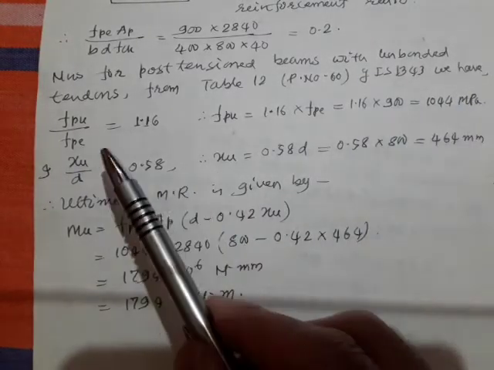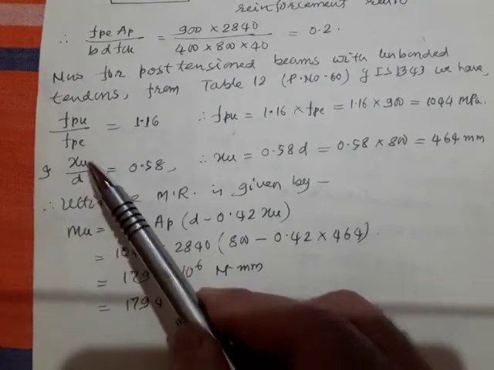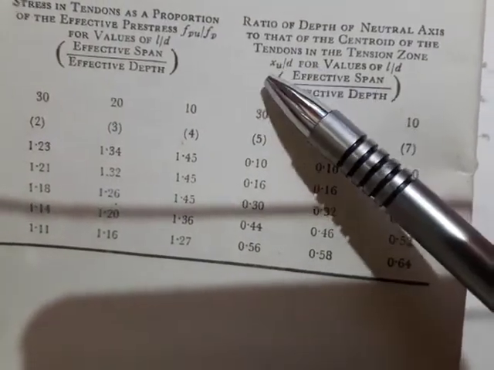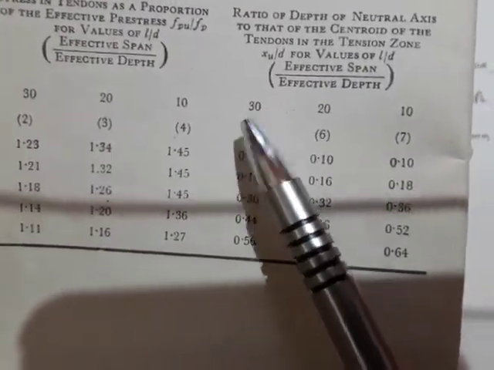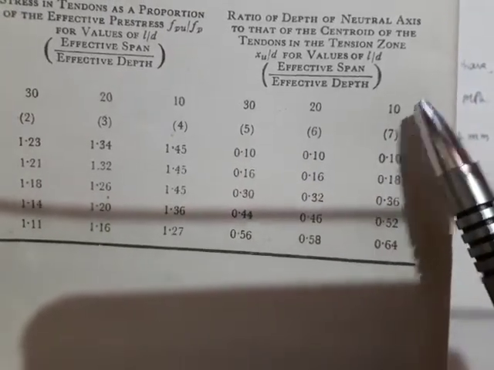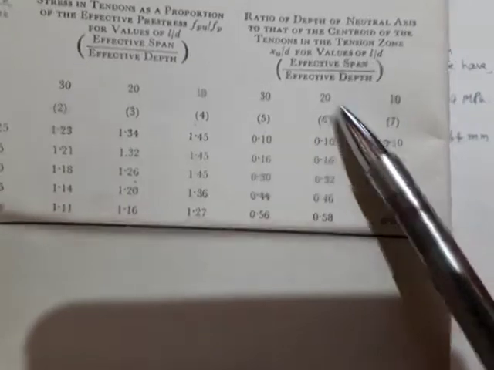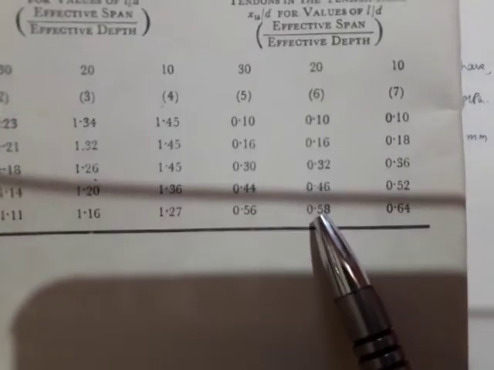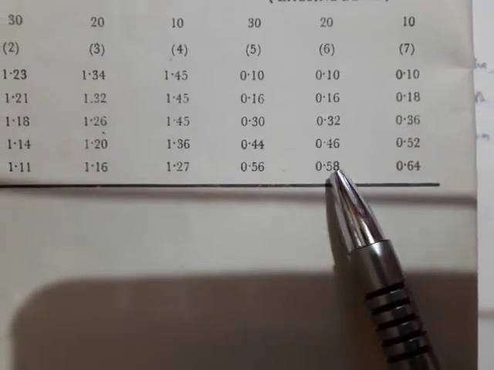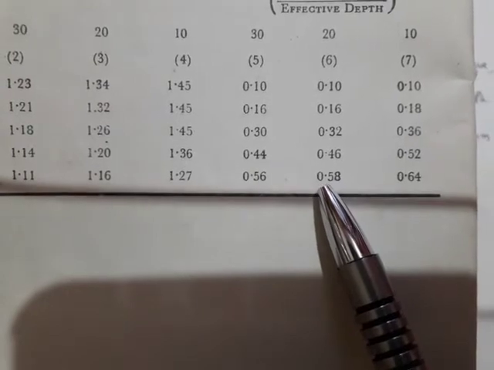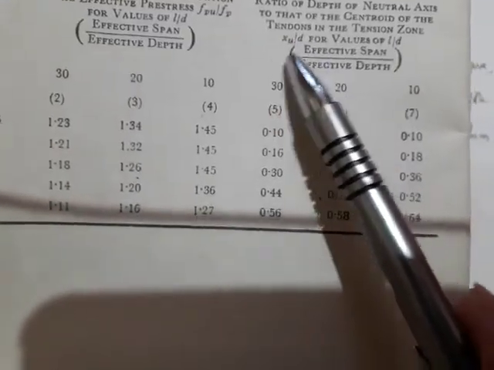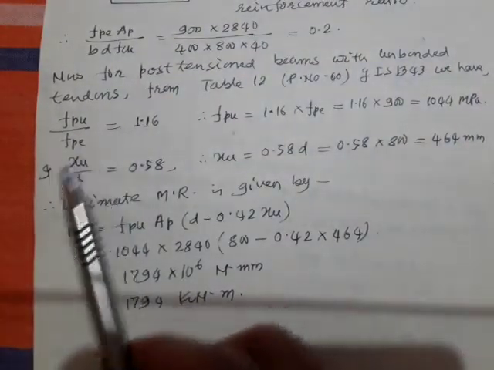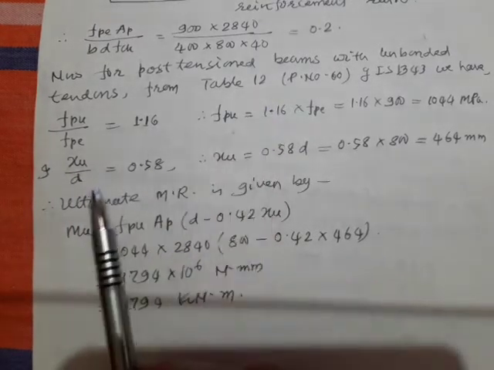Similarly, I want to calculate this XU by D value. The next thing here is XU by D. It will give me the XU by D for different L by D ratios, 30, 20, 10. Our L by D ratio is 20. So here I have got 0.2, and for L by D ratio of 20, the value is 0.58. Your XU by D value is 0.58. The same thing I have written: XU by D value by referring to this table number 12 is 0.58.